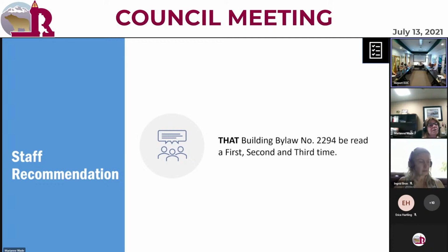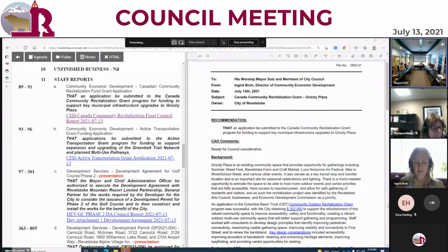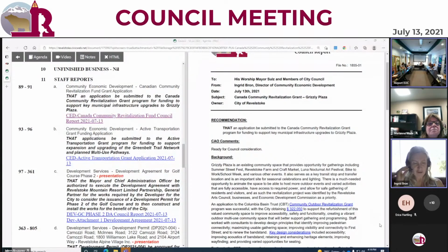Moving on. We're going to move on to 11A, staff reports, Community Economic Development, Revitalization Fund grant application. So Ms. Braun, you're here. Welcome. Thank you, Your Worship. Yes, so this grant application is intended to give the opportunity to Development Services to apply for additional funds to augment and to match the funds received previously from the Columbia Basin Trust for Grizzly Plaza revitalizations. I've consulted with Ms.